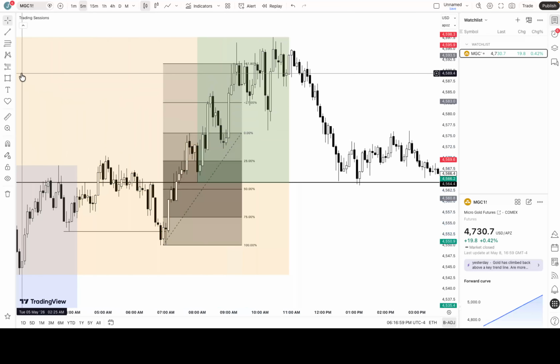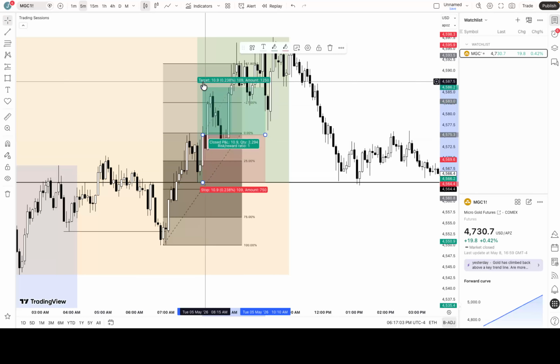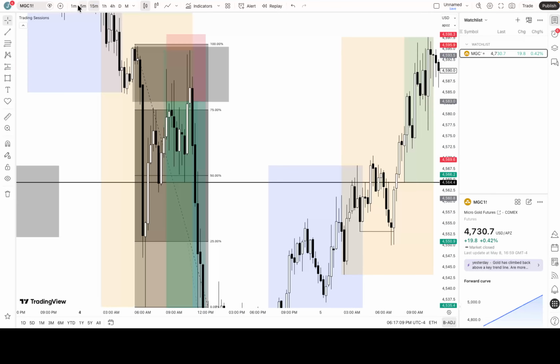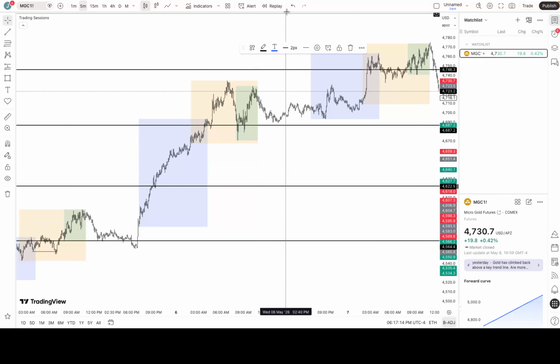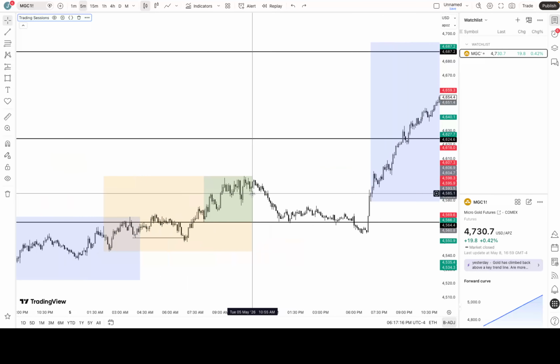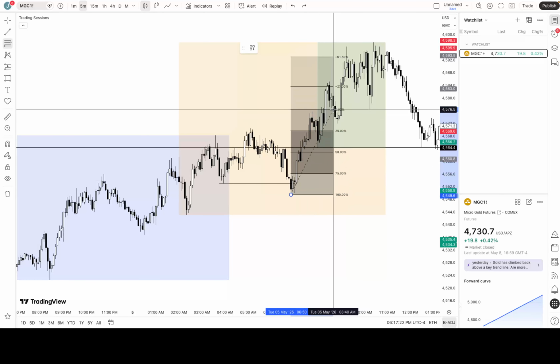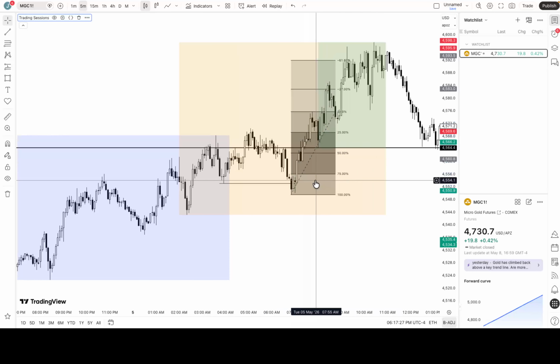You could enter off of this, but like nah. This would be a no trade day, because for me to have the best entry possible, I would want price to come down. Let's put that Fibonacci back up. I'd want price to come down to at least the 50% area.